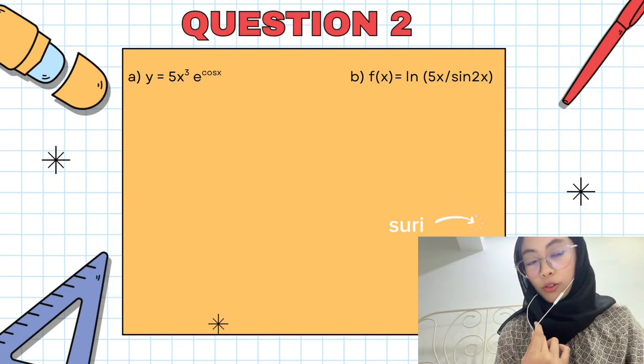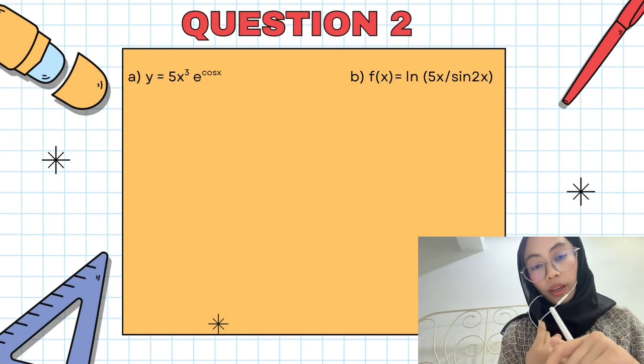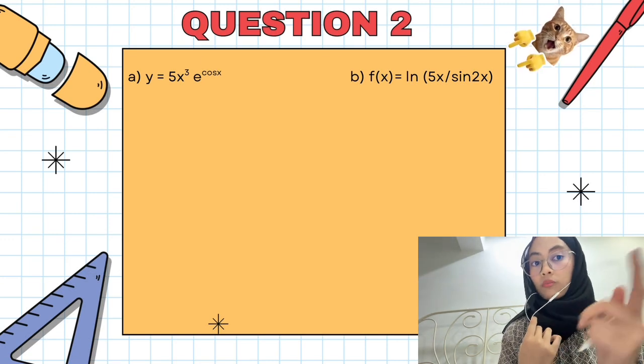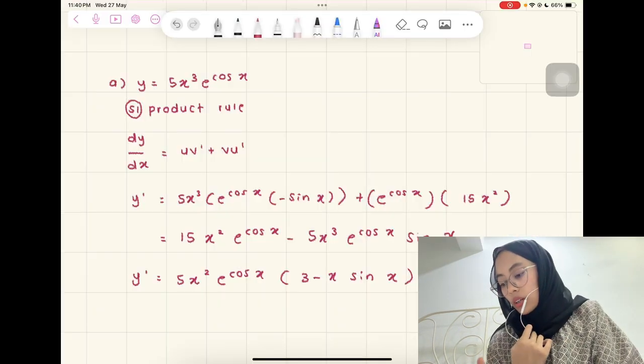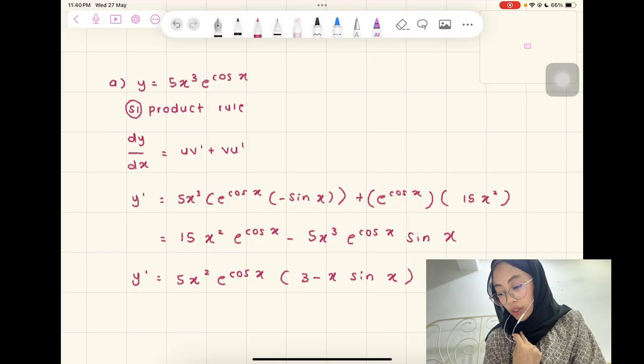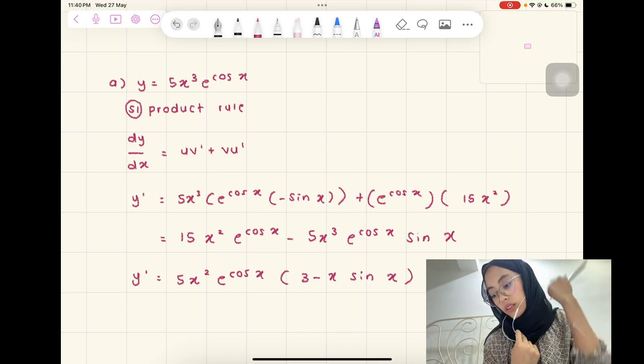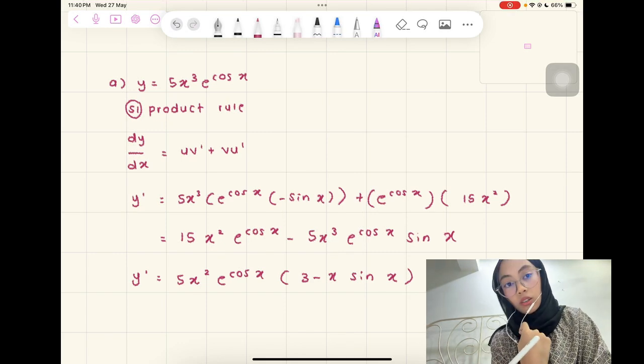Assalamualaikum. So my question is question 2, and there are 2 questions, which are question A and question B, as you can see in the slide. So we'll go through question A first. Question A, y equals 5x cubed e to the power of cos x. Firstly, we have to differentiate it using product rule.